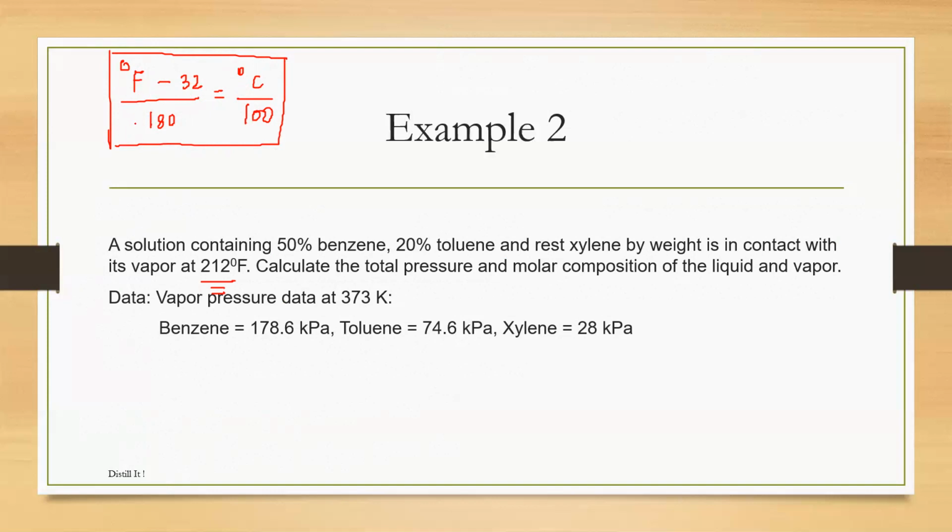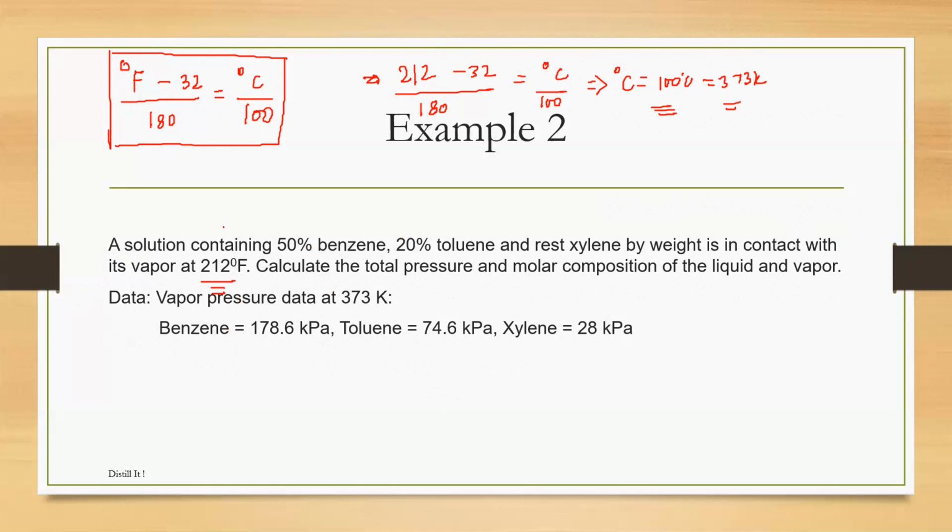So (degrees Fahrenheit minus 32) upon 180 is equal to degrees Celsius by 100. All right. So from here we get 212 degrees Fahrenheit. So (212 minus 32) upon 180 is equal to degrees Celsius upon 100. Hence, from here, the temperature in degrees Celsius, you get it as 100. All right. Hence, which is actually equal to 100 plus 273, that is 373 Kelvin. All right. So this is how you convert from Fahrenheit to Celsius.